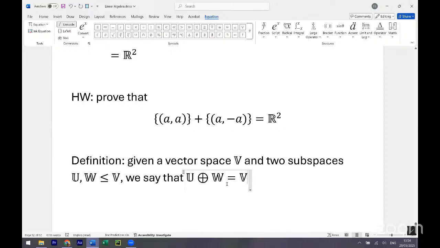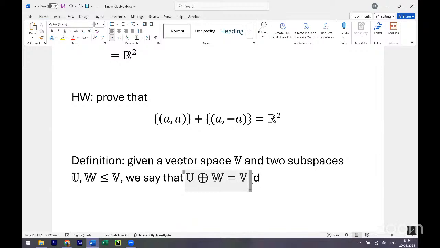And we say direct sum, we read it direct sum, if the two following conditions hold. The first one I think is quite obvious.